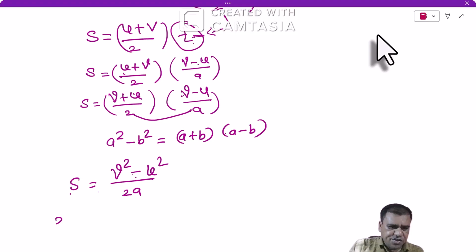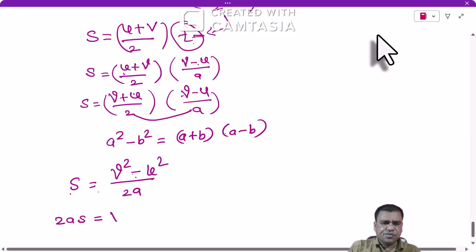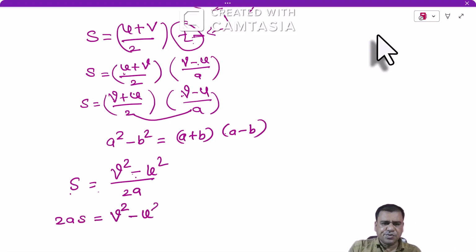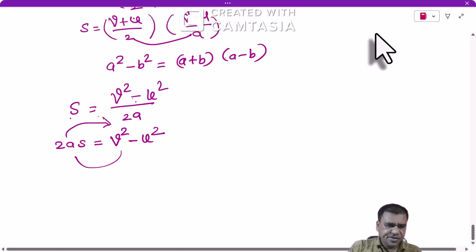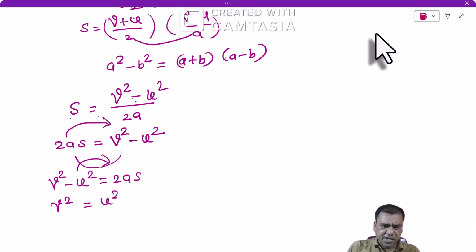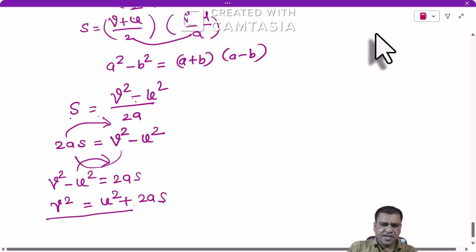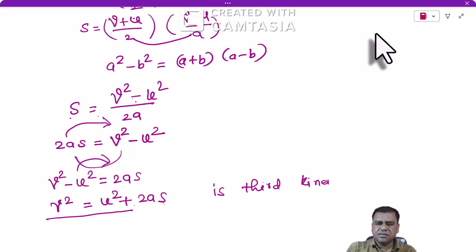Now twice of a into s will be equal to v square minus u square. Now interchange both the sides here. We get v square minus u square is equal to twice of as. Now keep this v square on the left hand side. Now shift this minus of u square here, and it will be plus u square. We get v square is equal to u square plus twice of as, which is nothing but the third kinematic equation of motion.